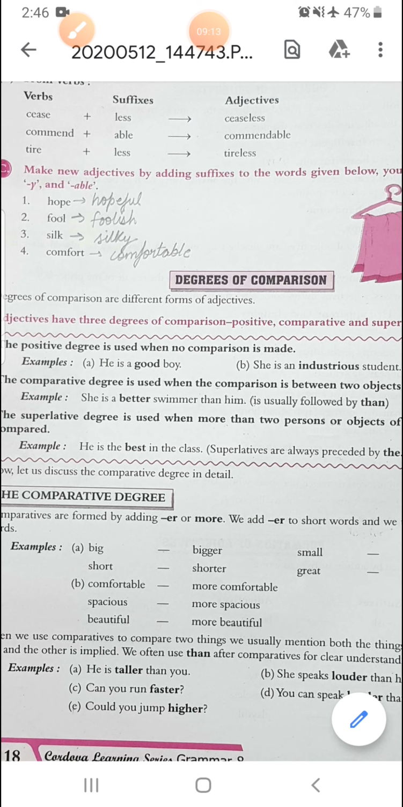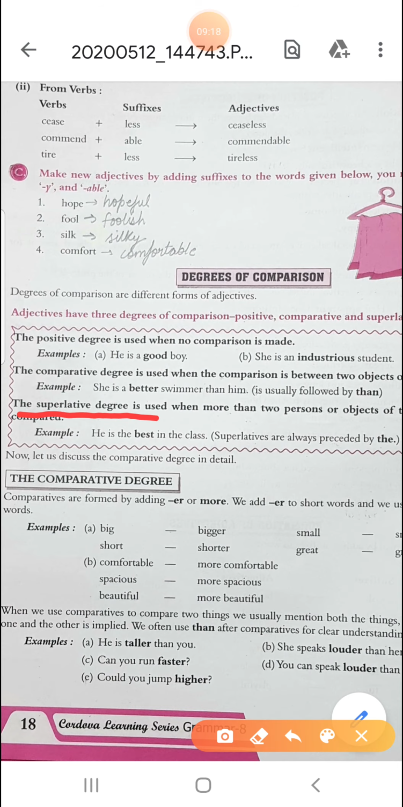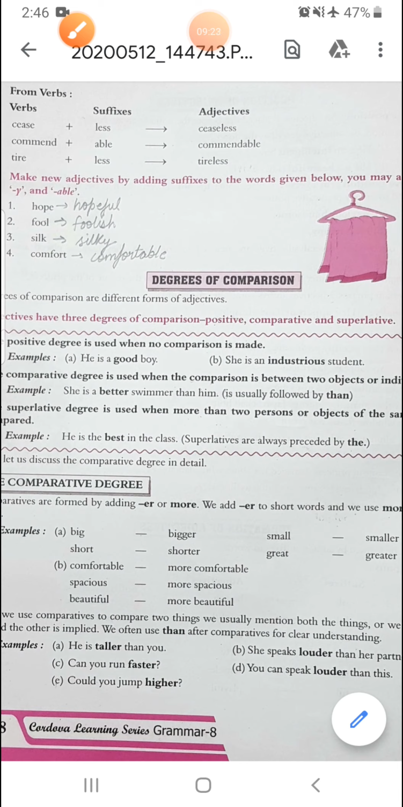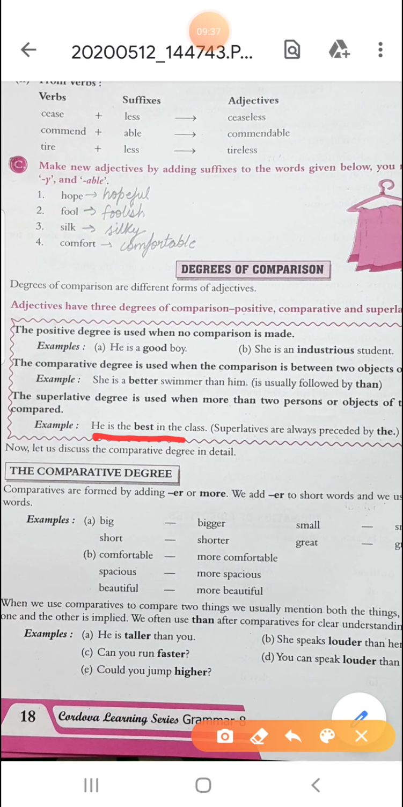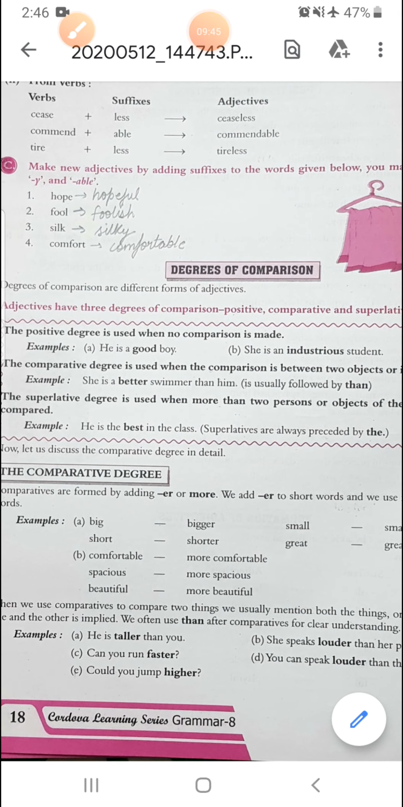Alright. Then the third degree is the superlative degree. Super, you are super. So by this word we can understand that in this, one person is compared with the others. Take the example, you can see here, he is the best in the class. So I am comparing him with the rest of the class. That he is the best. Like no one is as good as him in the class.